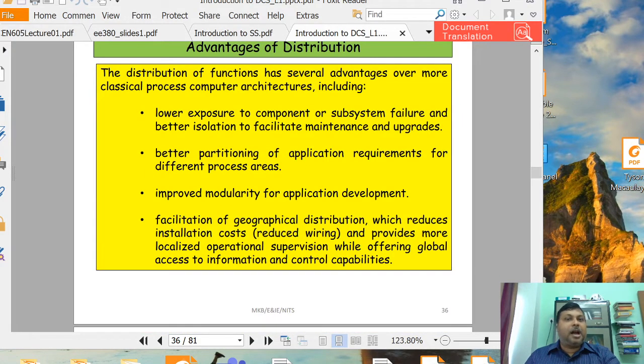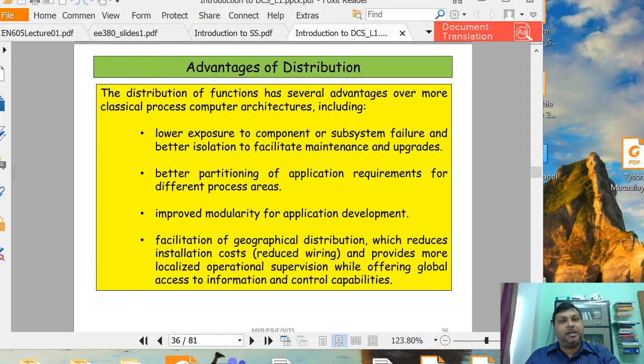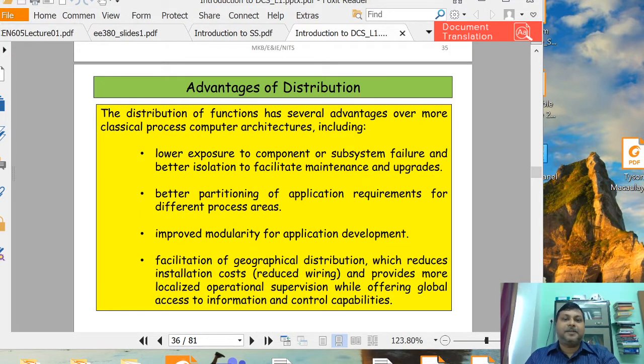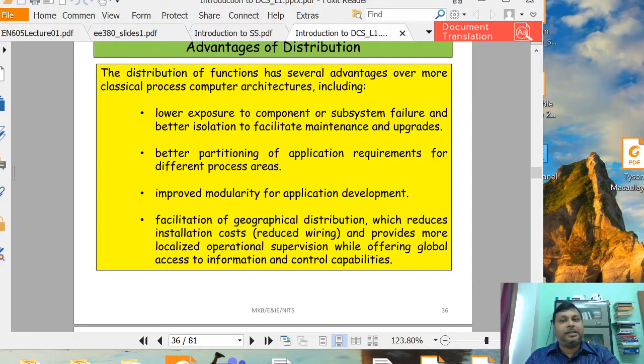And upgradation also, if you want to upgrade, then you can upgrade partially, or subsystem-wise. It is not like the entire process has to be suspended for the upgradation. So, better partitioning of application requirements for the different process areas. Different processes may have different requirements, so if you have the subsystem, you can design that subsystem according to the different requirements of the different process areas. Improved modularity for application development.